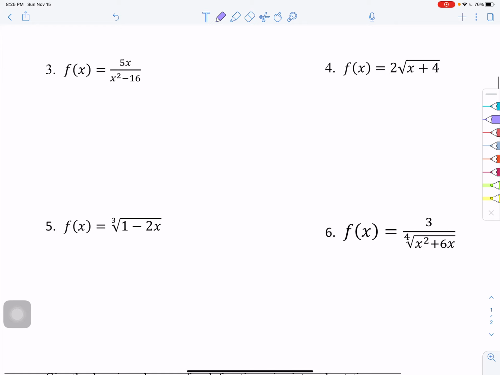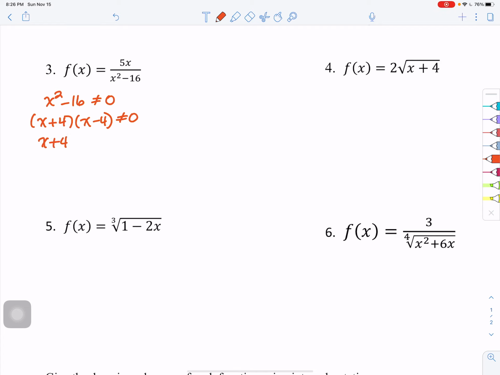In number 3, let's take a look. It's okay to have a 0 in the numerator, so there's no restrictions or issues with the numerator. But that denominator, x squared minus 16, cannot be equal to 0. So let's go ahead and factor that. X plus 4 multiplied by x minus 4, that's a difference of squares, cannot be equal to 0. So x plus 4 cannot be equal to 0. X minus 4 cannot be equal to 0.